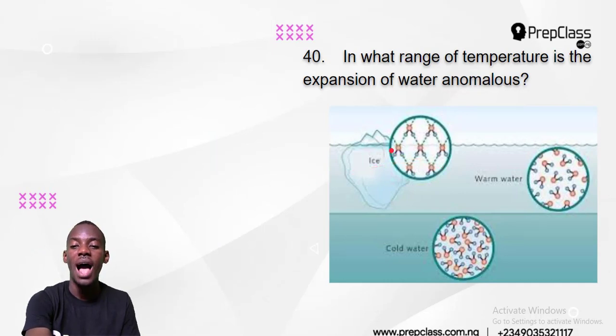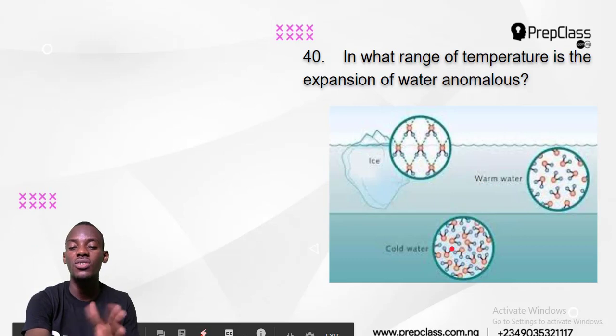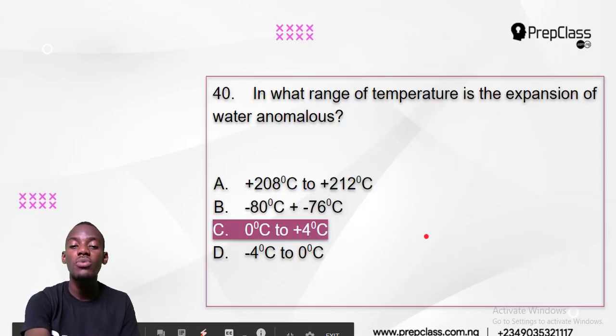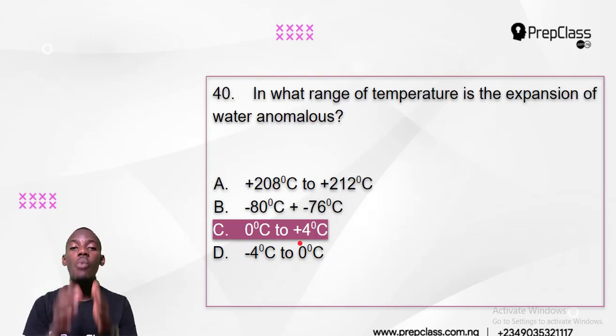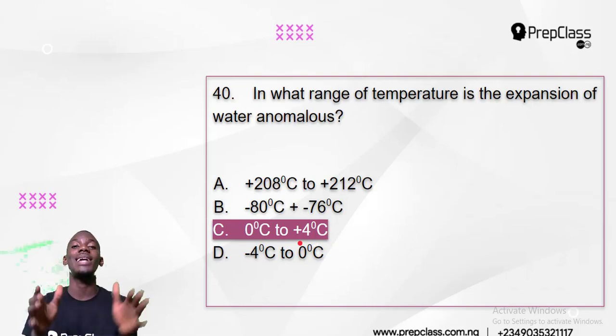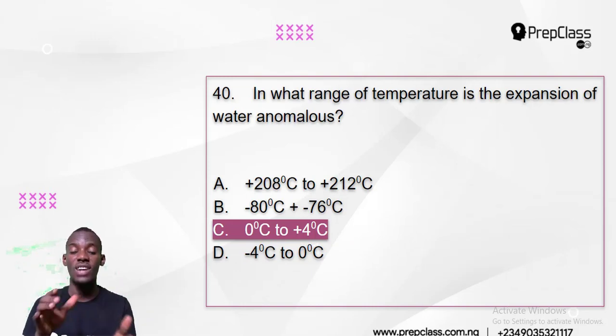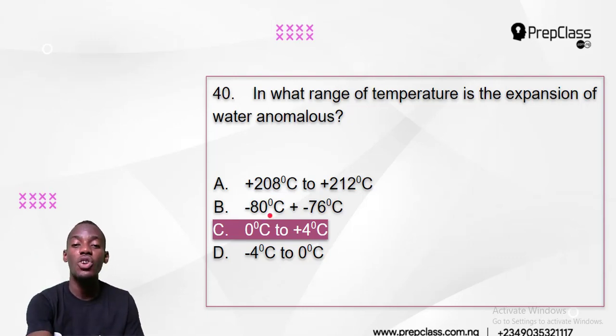You can see it here: ice, warm water when heated, and here is the cold water. So I just use this to explain that. It happens between 0 degrees Celsius to 4 degrees Celsius, and then from 4 degrees Celsius, the water begins to expand normally like everything in the universe. Between 0 to 4 degrees Celsius, science has said that water does not expand first, it first contracts, and then from 4 degrees Celsius, it begins to expand. And that's the answer for number 40.